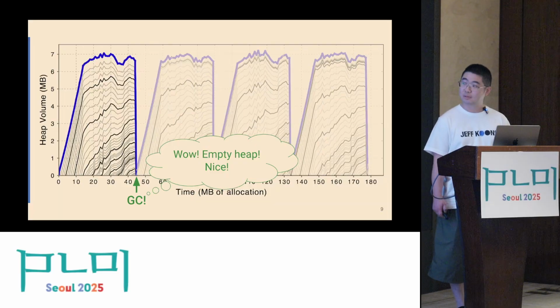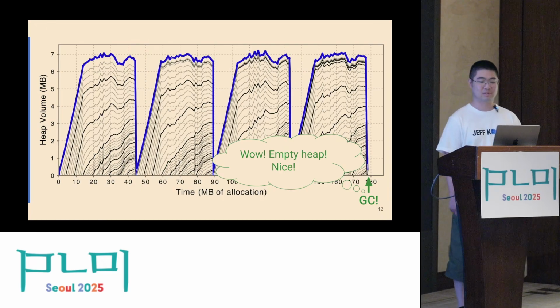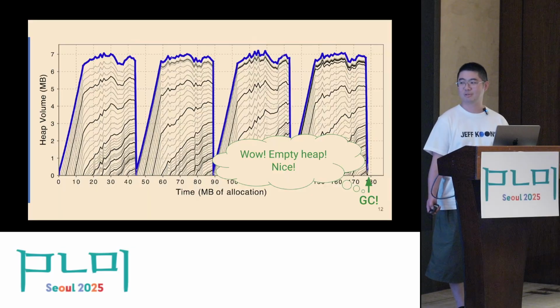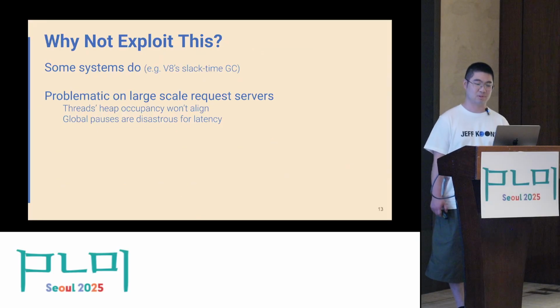We can see the heap occupancy goes up and down repeatedly. If you happen to trigger the GC when the heap is almost empty, like at those four points, then it's not very surprising that you see an almost zero cost GC. This looks very nice, and it should be applicable to request-based workloads, right?